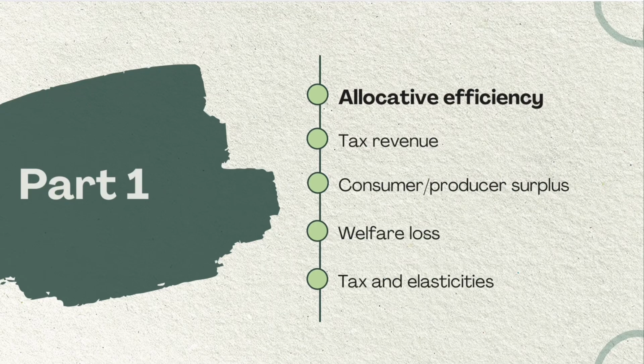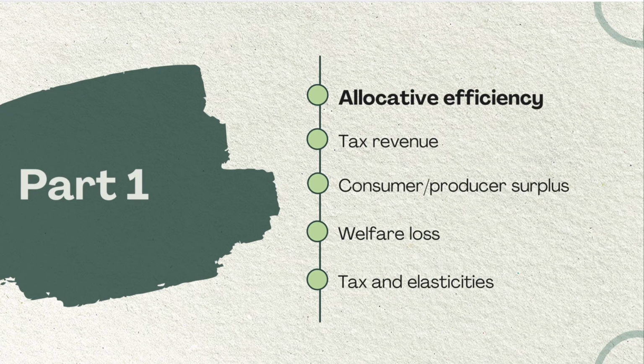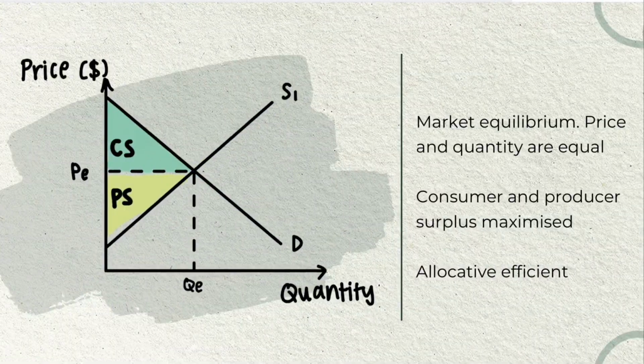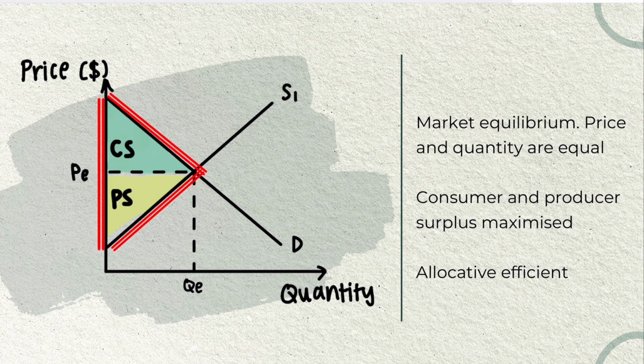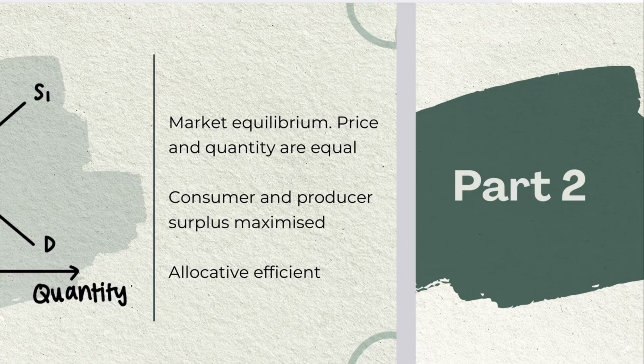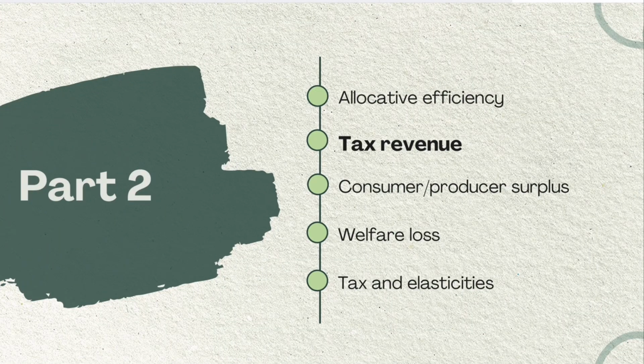First of all, we need to look at the free market, which is allocative efficient. As you can see, demand equals supply, consumer and producer surplus is maximized, and this is allocative efficient. If you want to recap on consumer and producer surplus, I have a video to that in the description below. So firstly, we're going to look at the impact of a tax on tax revenue.